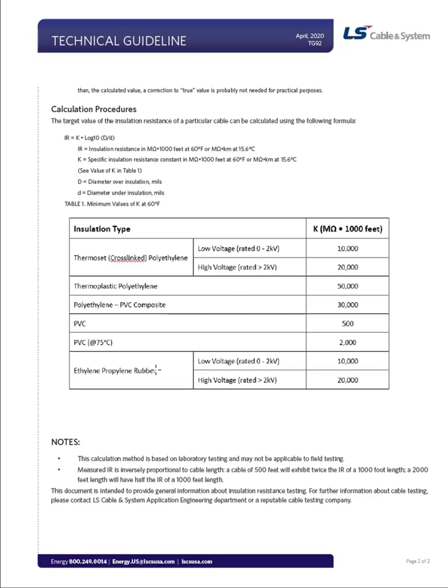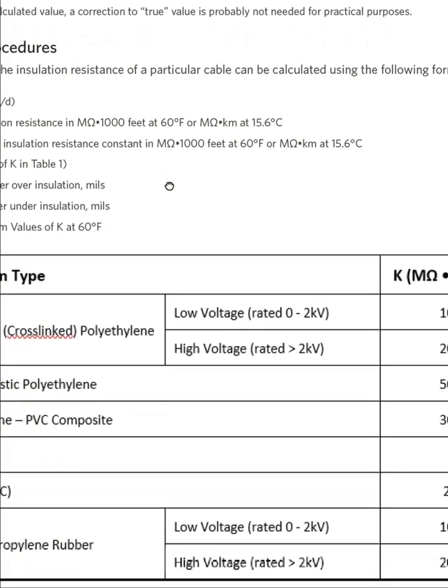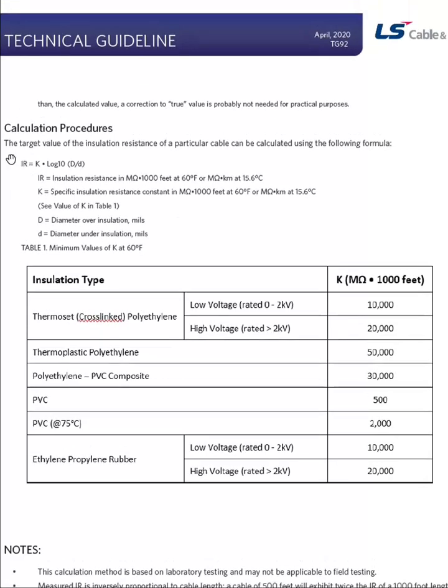We were testing EPR cable, and it was graded greater than 2 kV. And so in order to perform the actual calculation, let's zoom in on this a little bit and I'll show you. It's going to be this calculation right here.